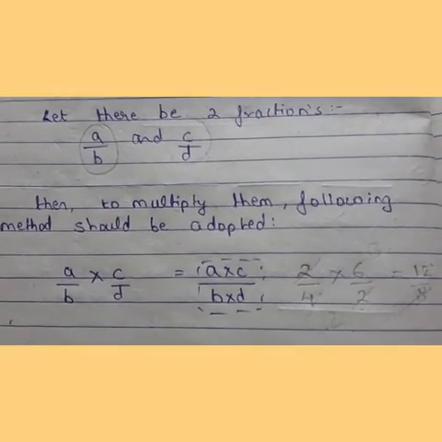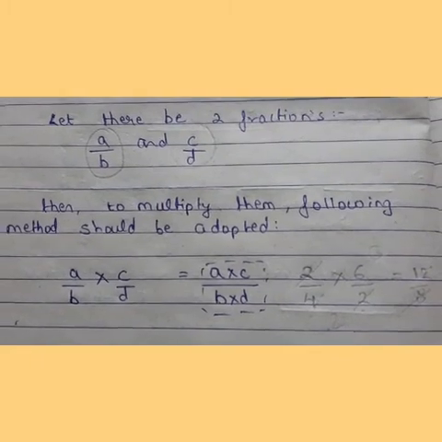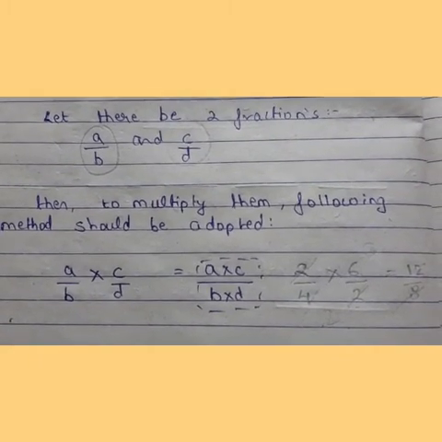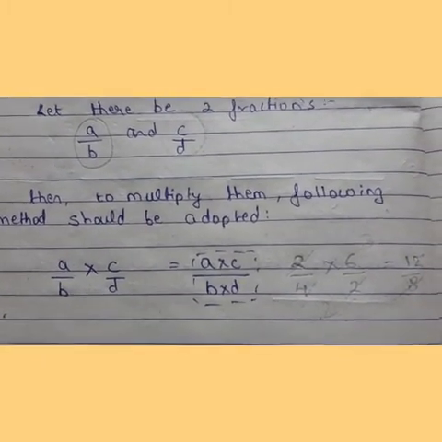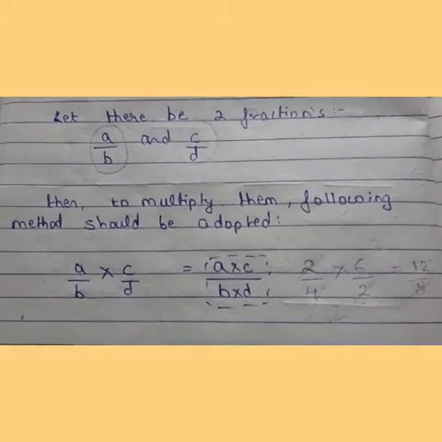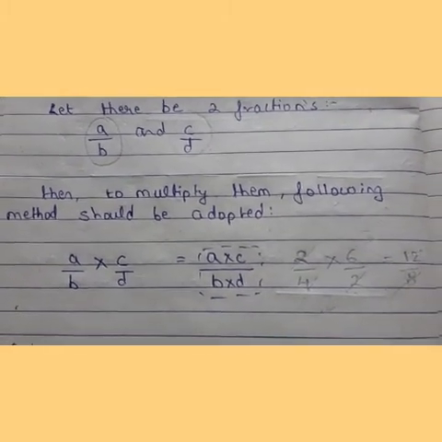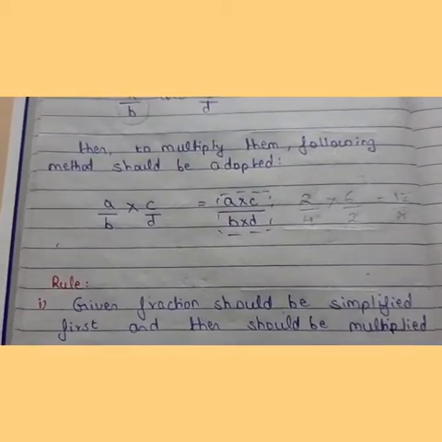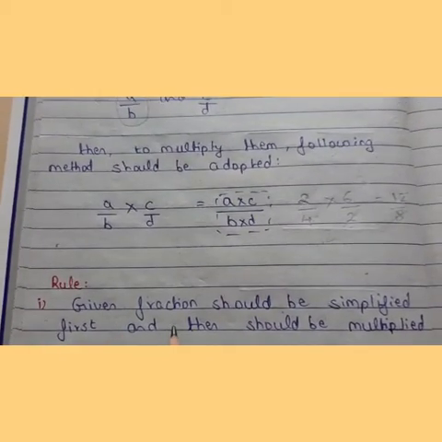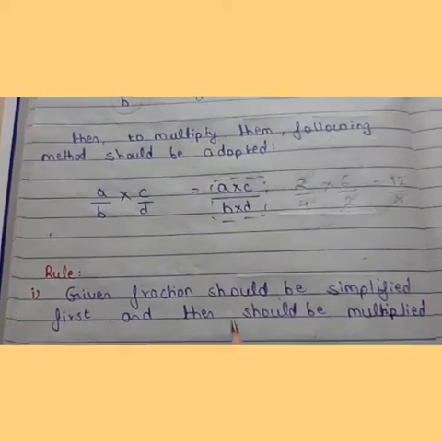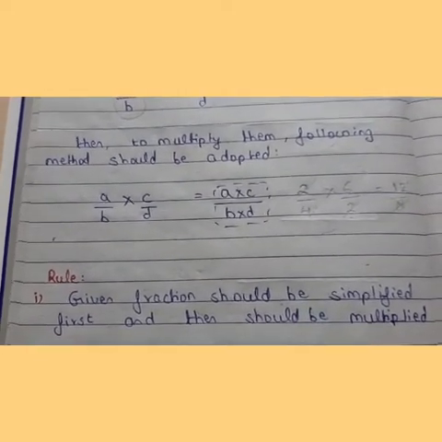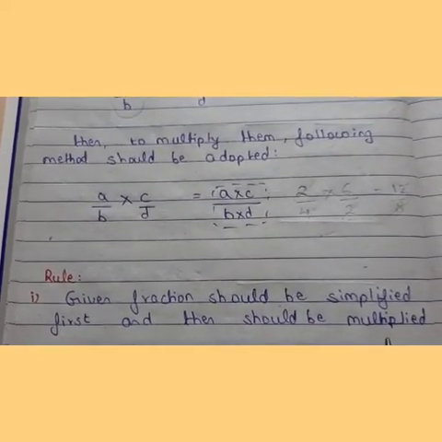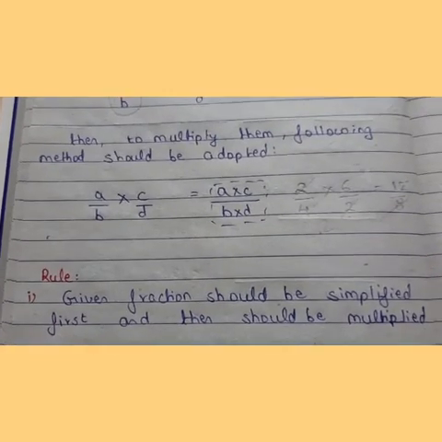But like rational numbers, the mathematical operators for integers, everything is having some rule. Similarly, there is a rule for multiplication of fractions also. What is the first rule? The first rule says that given fraction should be first simplified and then it should be multiplied. Now what is the meaning of simplified?